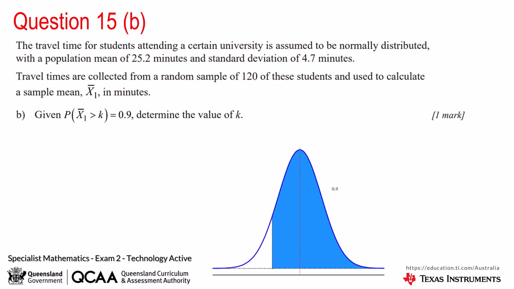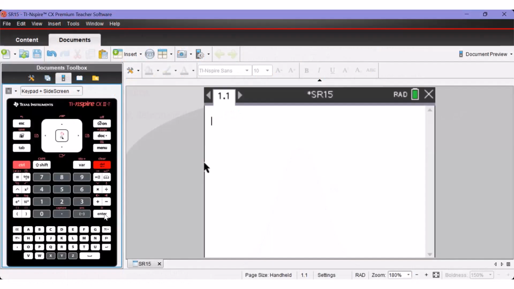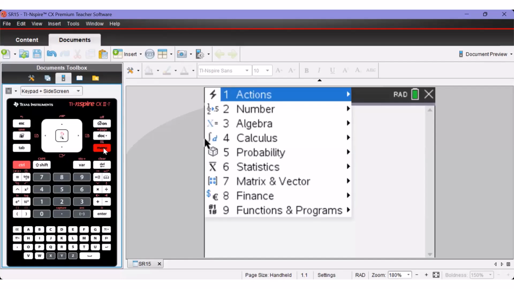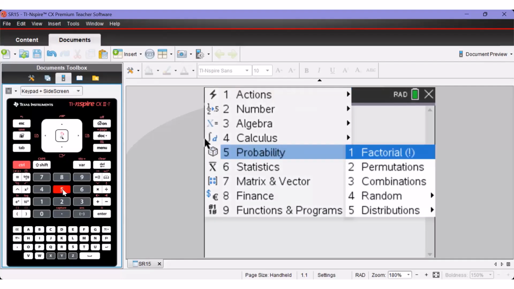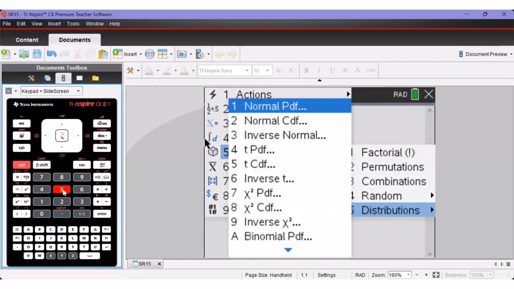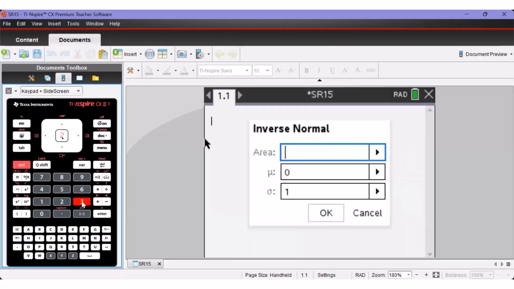So let's now find the inverse normal command and enter in what's required to answer this question. Let's press Menu, then probability. We want to select probability, so we'll press 5. We want to select distribution, so we press 5. And we want to select inverse normal, so we'll press 3. The inverse normal dialog box appears. For the area, you could type in 0.1. We will type in 1 minus 0.9.